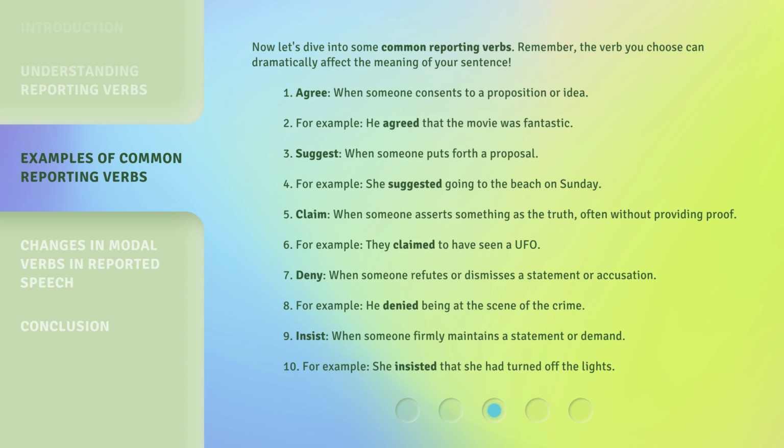5. Claim, when someone asserts something as the truth, often without providing proof. 6. For example, they claim to have seen a UFO. 7. Deny, when someone refutes or dismisses a statement or accusation. 8. For example, he denied being at the scene of the crime. 9. Insist, when someone firmly maintains a statement or demand. 10. For example, she insisted that she had turned off the lights.